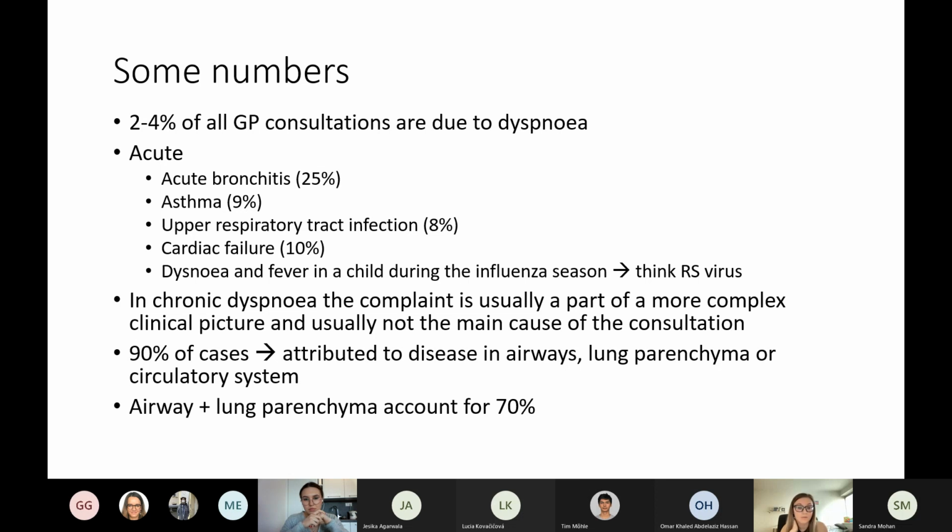And in children, if you have dyspnea and fever during, for example, influenza season, it's more likely to be respiratory syncytial virus. And then in chronic dyspnea, the complaint is usually a part of a more complex clinical picture, and usually not the main cause of the consultation. 90% of the cases are attributed to diseases in the airway, lung parenchyma, or the circulatory system. And we know that the airway and the lung parenchyma account for 70% of the reasons for dyspnea.